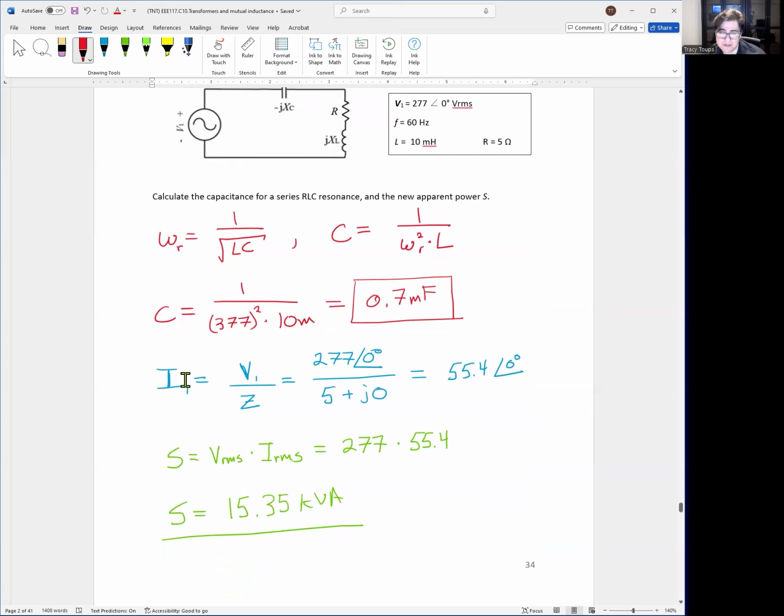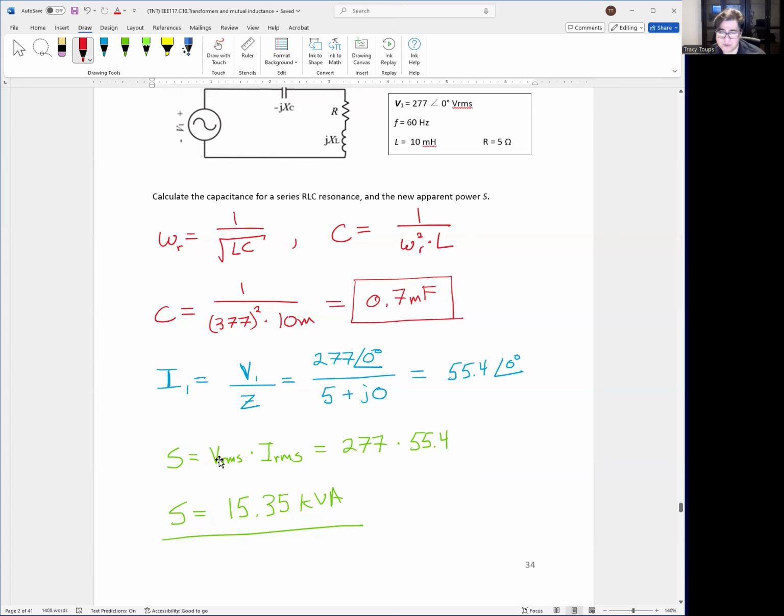Calculate the new impedance, or the current. Current is just I equals V1 over Z, where Z is now 5 ohms because we canceled out the impedances of the inductor and capacitor. That's the whole point of series RLC resonance. So it's plus j0. Naturally, we're going to have more current, 55.4 angle 0 degrees. So we get more current flowing through the circuit because the impedances of both the capacitor and inductor are gone. And so naturally, we're going to get more power to the resistor.